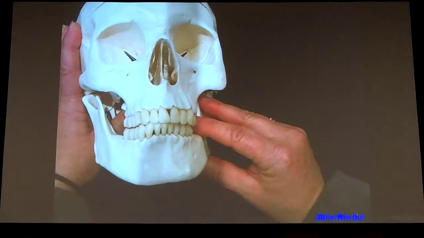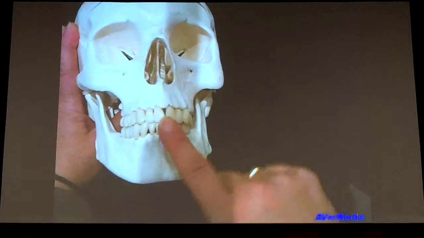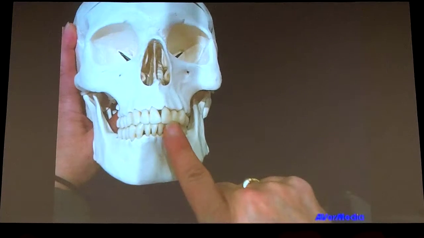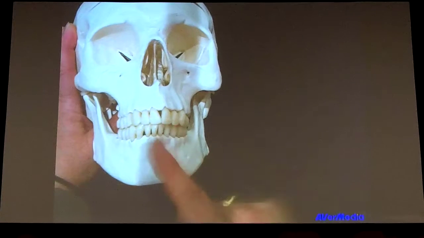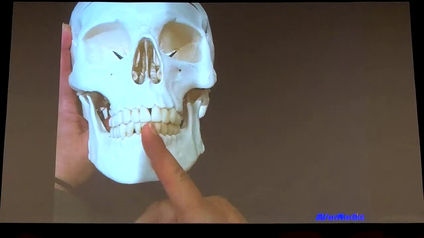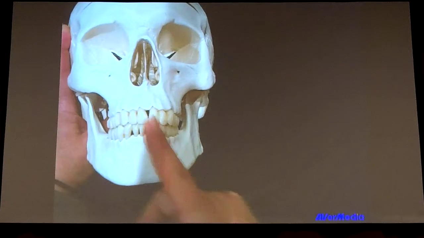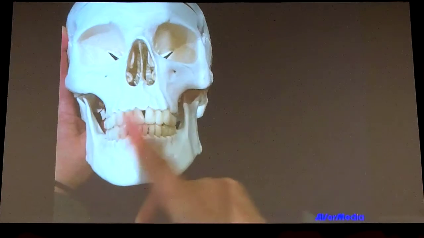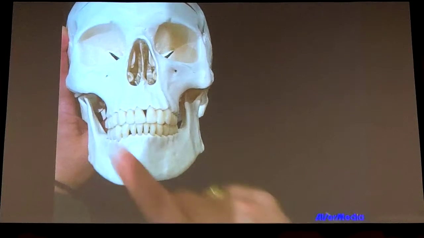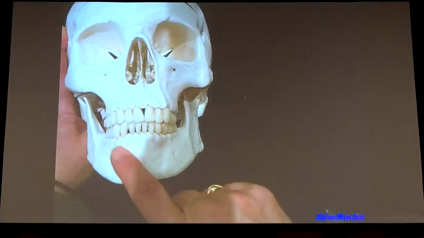There we go. So these two front teeth here, these are called the incisors. This one here and this one here. And this is the midline of the face, right here, right between these two. And what you do is you divide the face into a left and right side, and just count the teeth on one side, and either only on the top or only on the bottom.